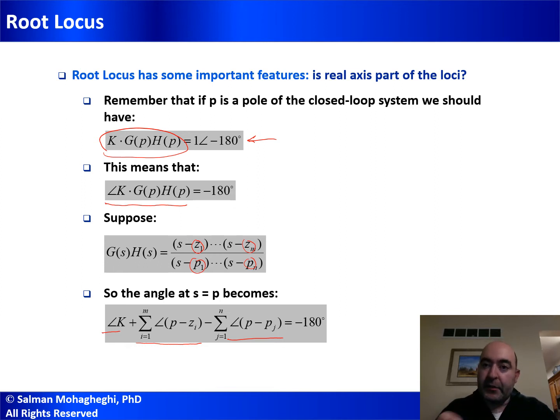All these added together and subtracted from one another has to be -180. If you can find a P that would satisfy this equation, that P would belong to the root locus. Why? Because it would be a closed loop pole of the system.